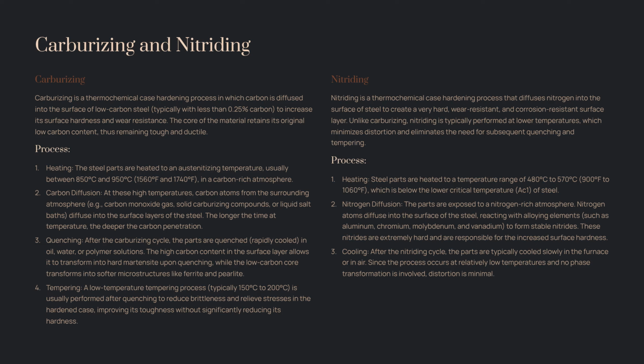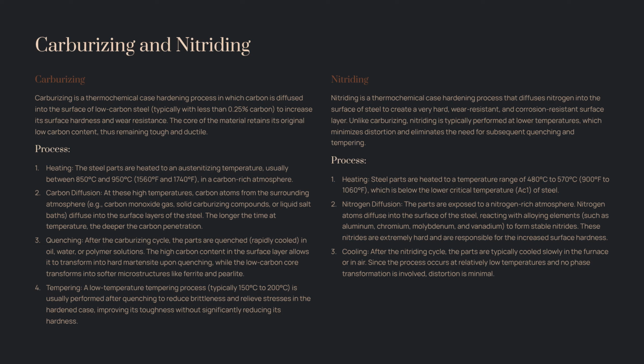Process heating. The steel parts are heated to an austenitizing temperature, usually between 850 degrees Celsius and 950 degrees Celsius, 1560 degrees Fahrenheit and 1740 degrees Fahrenheit, in a carbon-rich atmosphere. Carbon diffusion. At these high temperatures, carbon atoms from the surrounding atmosphere, for example carbon monoxide gas, solid carburizing compounds, or liquid salts, diffuse into the surface layers of the steel. The longer the time at temperature, the deeper the carbon penetration.